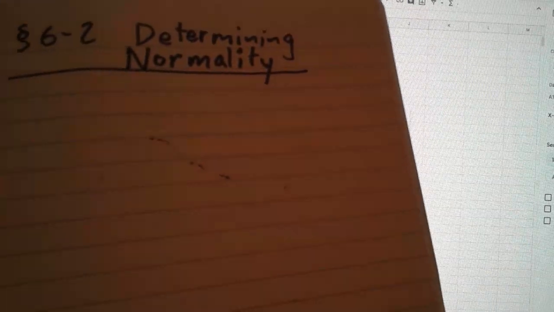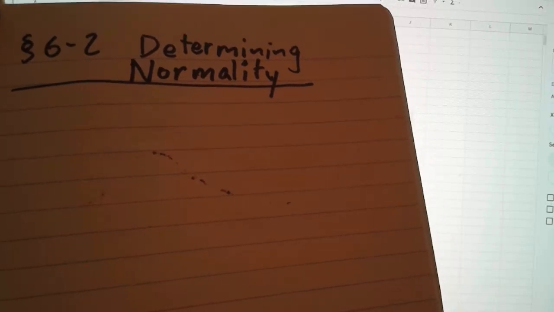Continuing, Chapter 6, Section 2. Now we're at the section on determining normality.